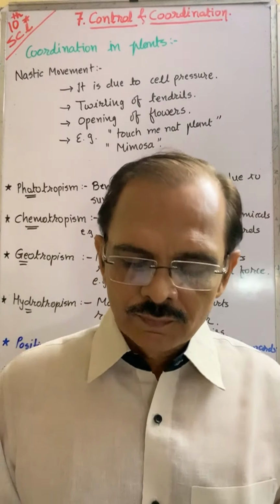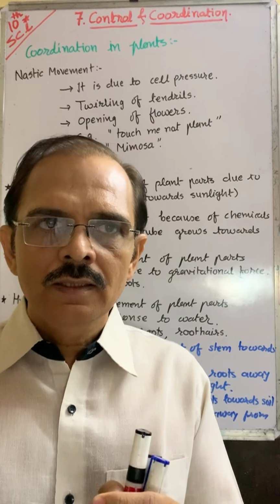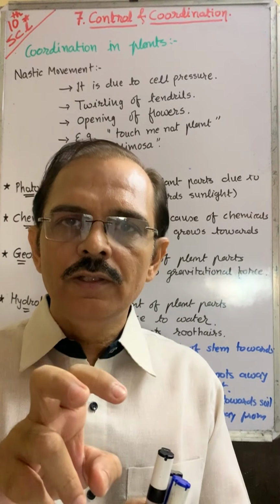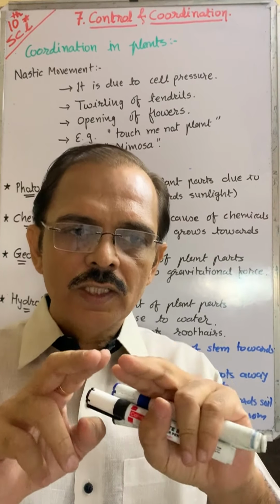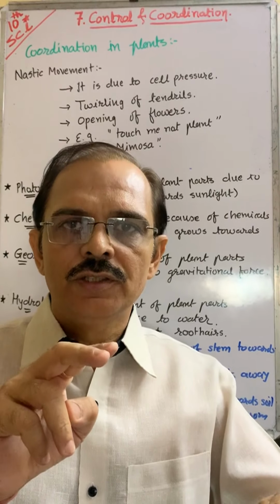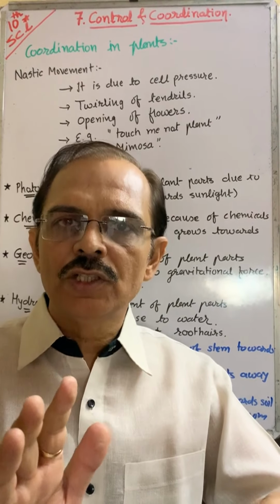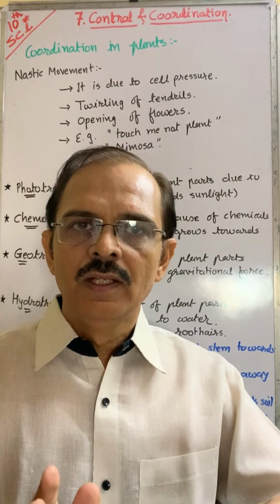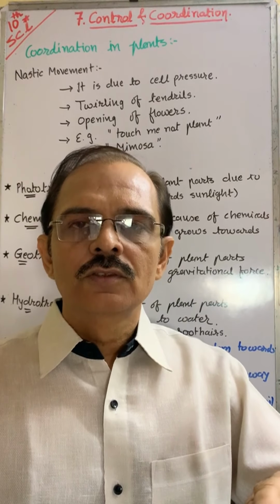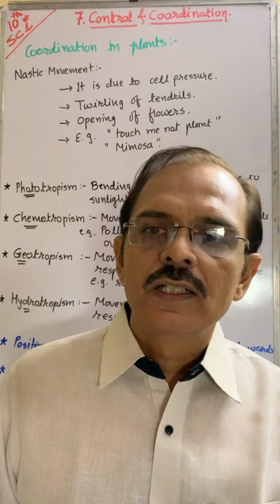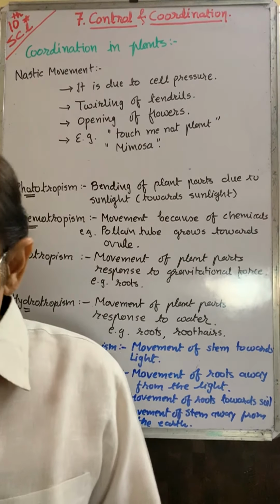Exactly what happens is, when you touch the leaves of this mimosa, because of the pressure on the leaves, the water in the tips of the leaves moves in a downward direction. When water moves downward, it loses the pressure, it loses the firmness. And if the firmness is lost, it falls down. So we call it touch-me-not. Is it okay? So this is about nastic movement.